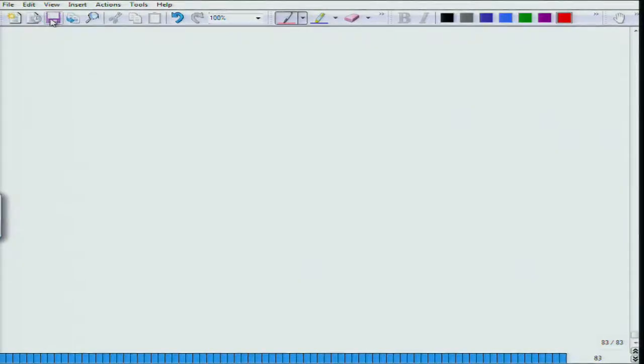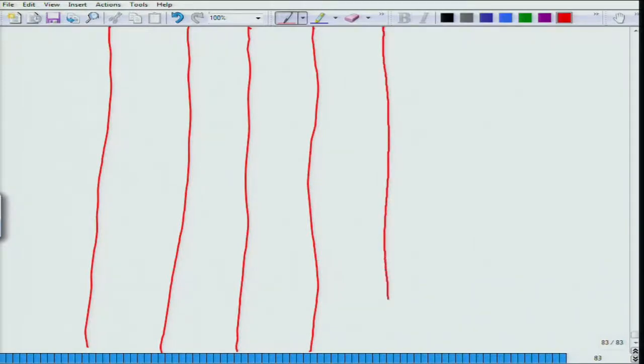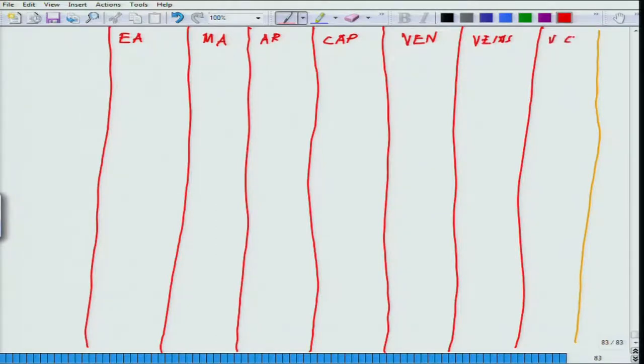So what I will do now is divide the page into all the vessels. 1, 2, 3, 4, 5, 6, 7. Now the first thing we'll be talking about is the vascular diameter and how that is changing. This section is your elastic artery, I'm just putting EA because there is a space constraint here. Muscular artery, this is arterioles, capillaries, venules, veins, and vena cava.